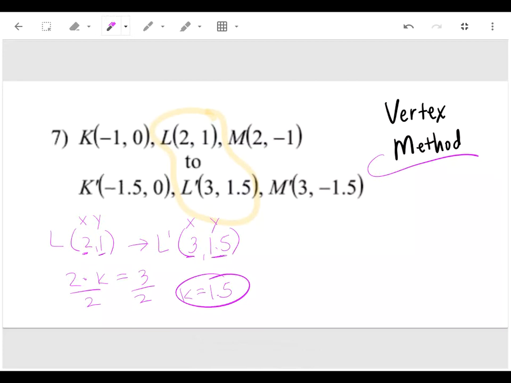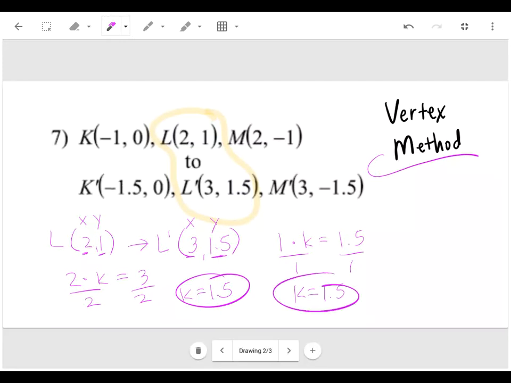This time I do have some usable y values, so I could do the same thing. 1, the original y value, was multiplied by some scale factor to get 1.5. This one should be pretty simple. We just divide both sides by 1, and we get k is equal to 1.5. So again, you can see that no matter which set of ordered pairs I use, I get the same scale factor. That makes sense of why I did not use all 3 points in the last example with the graph, because you're going to get the same result.